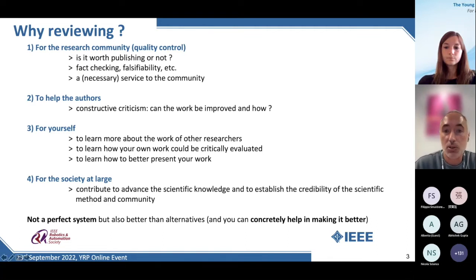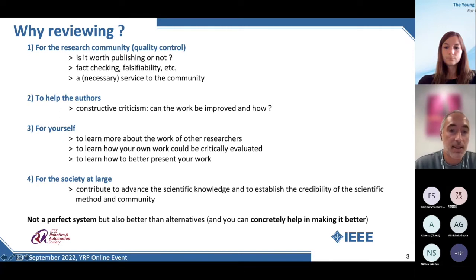It is for helping authors, of course, with constructive criticism, and also for yourself as a reviewer, because you can learn. It's a way of learning about what other people are doing, and when you criticize the work of others in a constructive way, you also learn how your own work could be criticized, and then you learn how to better present your work.